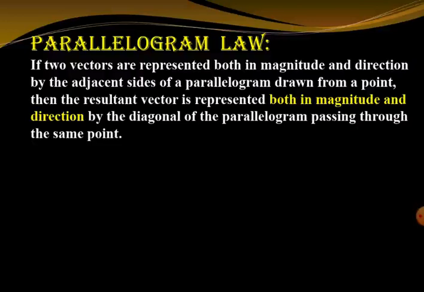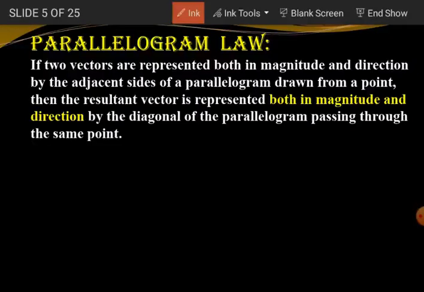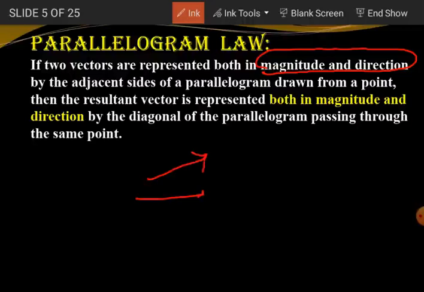Let's see the parallelogram law of vector addition. If two vectors are represented both in magnitude and direction, this phrase, both magnitude and direction, is very important. If you are going to represent a vector by another vector which is equal, then it should be equal both in magnitude as well as direction. If one vector is like this and another is slanting like this, and both are of equal magnitude but different directions, these two vectors can never be equal. Got it? Why? Because the magnitude may be the same, but the directions are not the same, so we can't take them as equal vectors.